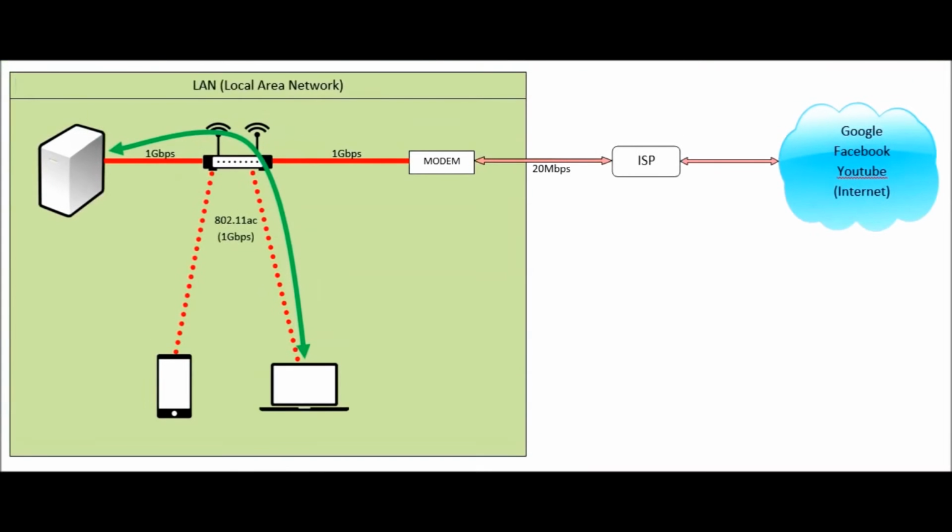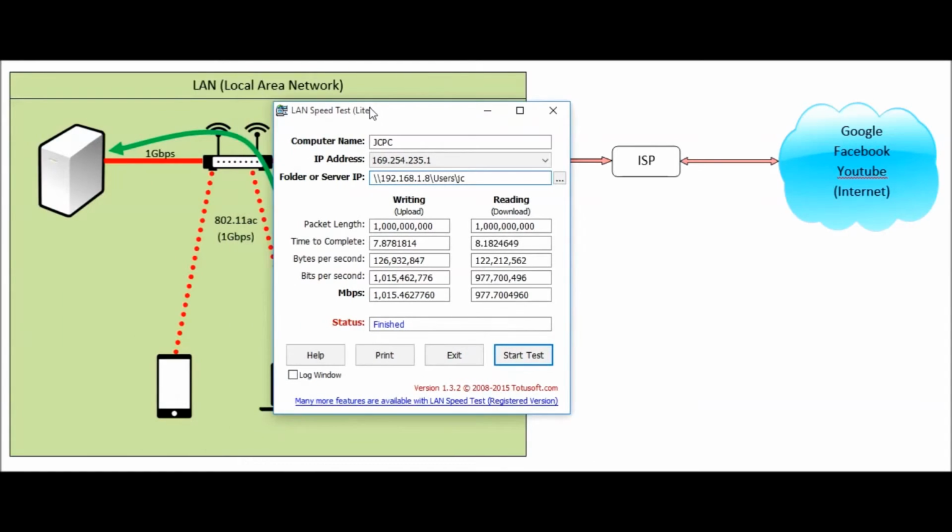So the real test would be to do a local area network speed test. In this example, the data is sent to another device within your own network. So that's a real true test of how fast your wireless could be. To do that, I'm using this utility called LAN Speed Test Lite. I'll put a link to this in the description.